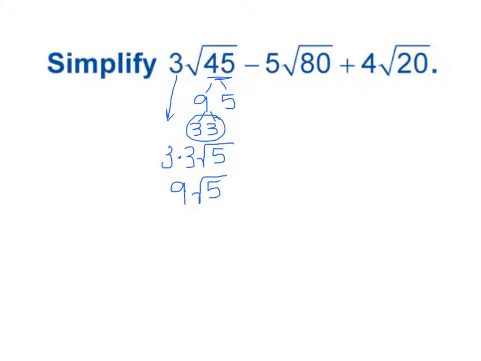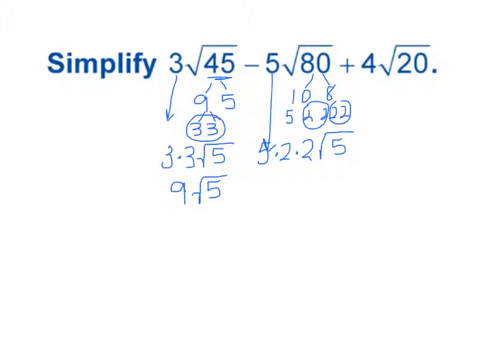Now I'm coming up here to 80. I'm just going to do something simple like 10 and 8. So this is 5, 2, and then 3 2's. So I have this group, and I have this group. There's already 5 out here, so this would be 5 times 2 times 2 square root of 5. I'm going to leave that negative on there so I don't forget it: 4 times 5 is 20, so minus 20 square root of 5.